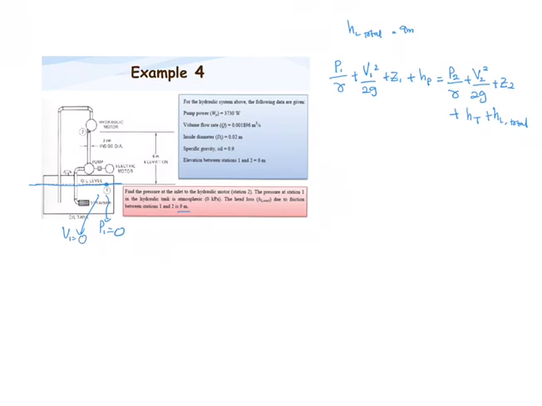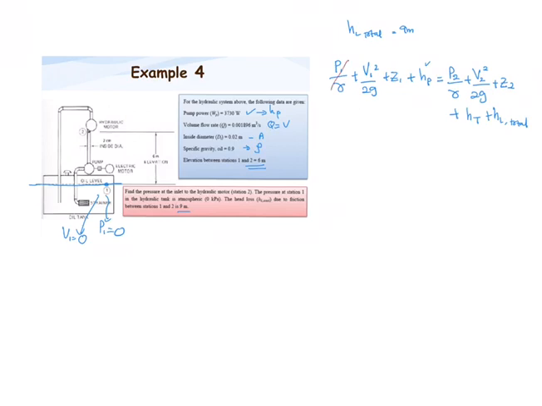We also have the pump power here, so from the pump power we can calculate the HP. And from the volume flow rate, we can calculate the velocity V. Inside the diameter, we can get the area, and from the specific gravity, we can get the density. And there is the elevation difference between Z1 and Z2. Now we go to the equation.